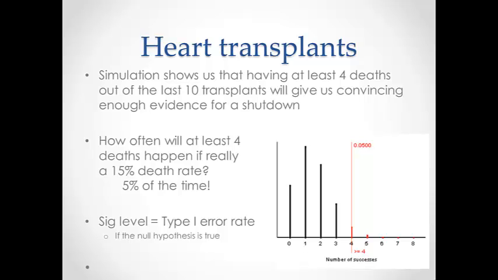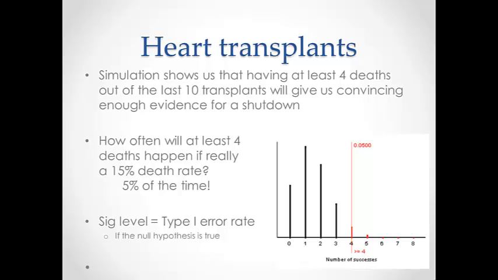Well, we could simulate this. We could say, well, what if St. George's death rate is 15%? How often will we get, just by chance, enough deaths to shut St. George's down? The dot plot here shows you how often we'll get 0, 1, 2, 3, 4, all the way up to 8 deaths happening just by chance. Notice that 4 or more deaths happens 5% of the time.